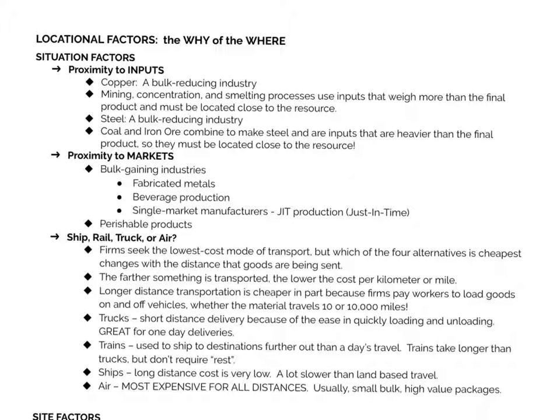Okay, so the first thing that we look at is situation factors. Now, whenever we talk situation factors, basically what we're talking about is what's around that area. So this is like relative location. It's not exactly the dot on the map. It's more like, if I do decide to locate here, what all will I have access to? Kind of like in a circle, right?